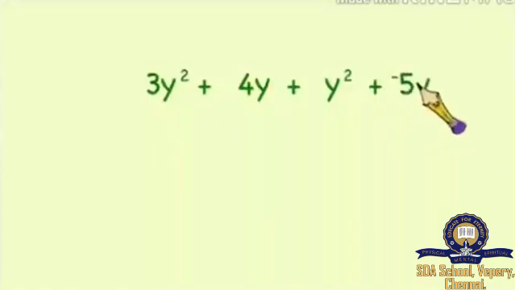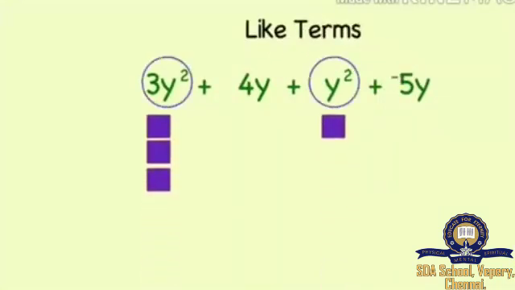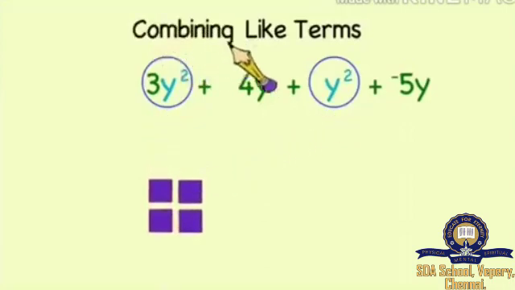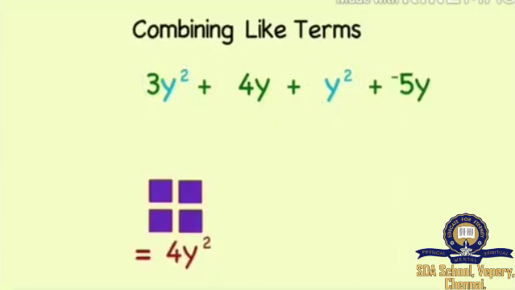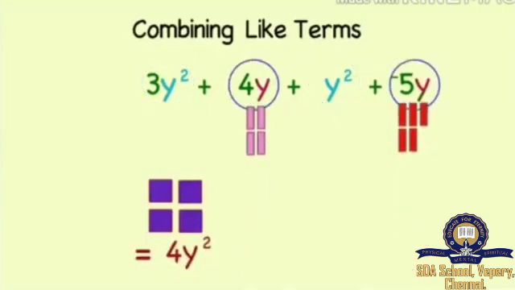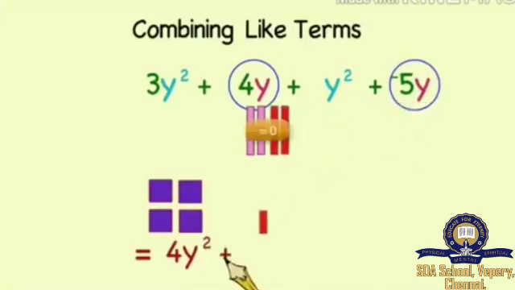Now, we are going to identify the like terms. Here we have 3y square and y square, which are like terms. Now we are going to combine the two terms and add them. We will get 4y square. Next, 4y and minus 5y are like terms. When we combine the two values, we will get minus y. This is the basic for combining like terms.